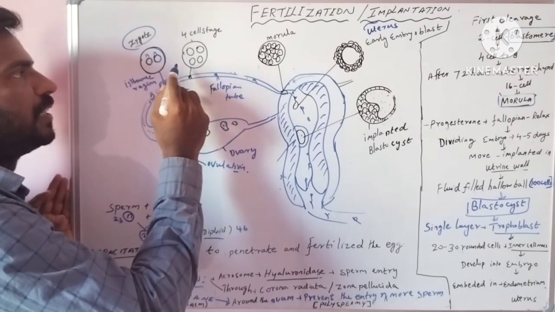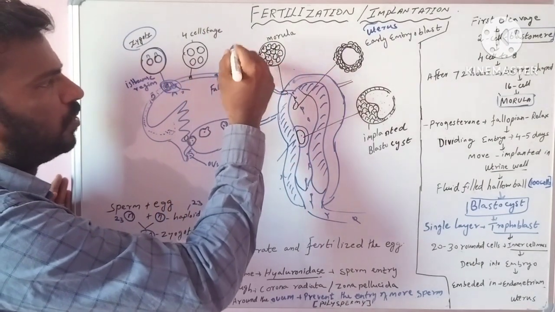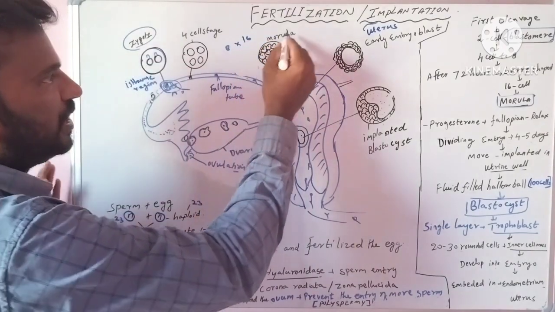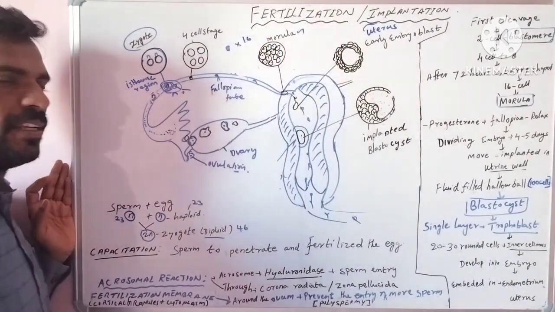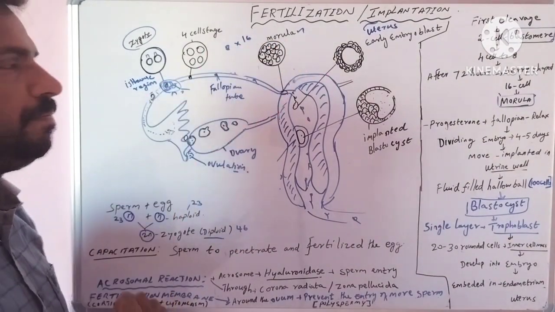During mitotic cell division, the 2 cells will be divided into 4. The 4 is divided into 8. 8 divided into 16. The 16 cell stage is called morula. It is a solid ball-like structure. The cells are called morula.